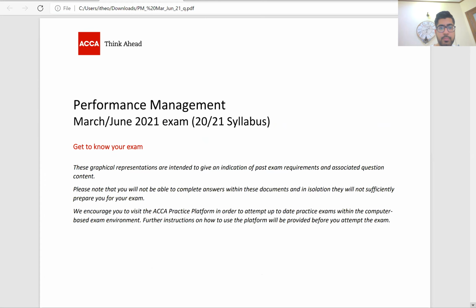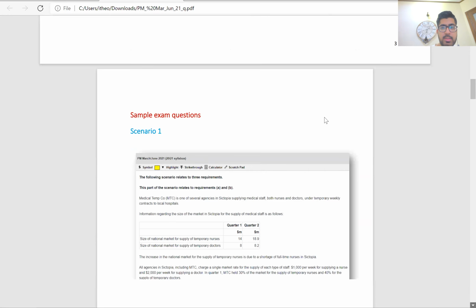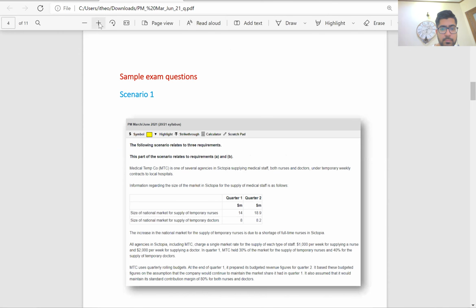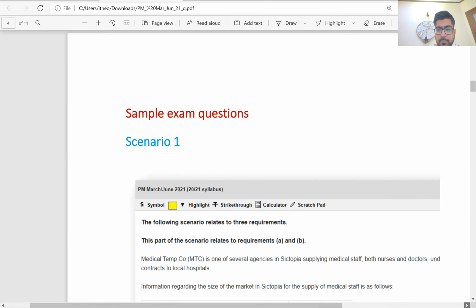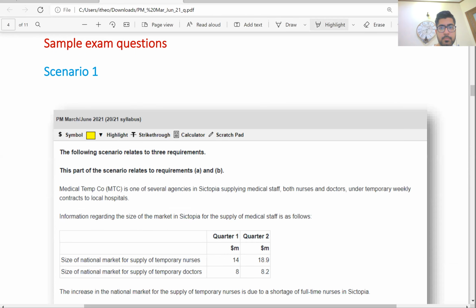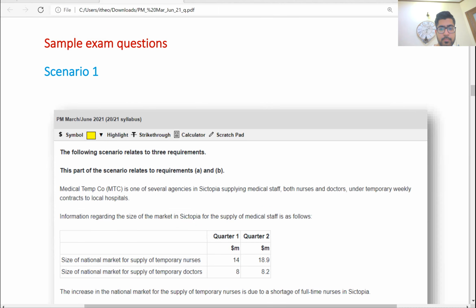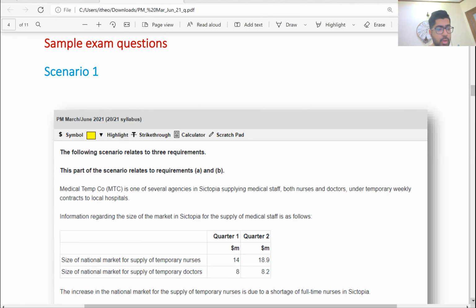Now I will open the question which we are going to do. Go down, it's the exam instruction screen. Leave it. And this is the exam question which we are going to start. So March-June 2021 exam question. This is question number 1, which I'm going to read and then solve it. Please pay attention.